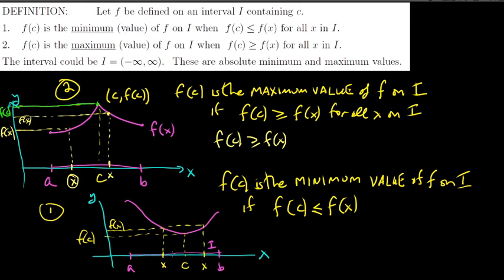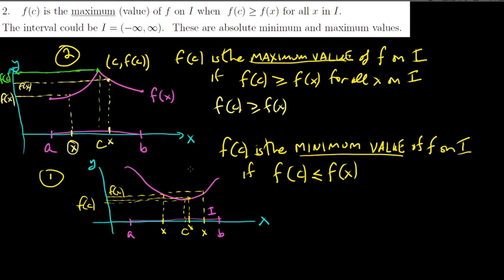Makes sense? Even if I picked this x way here, it's going to be just barely higher than f of c, but it will be higher. So that tells you you have a minimum value, the lowest point, and the maximum value is the highest point. And the interval could be all real numbers, but here we're just picking a smaller interval for convenience.